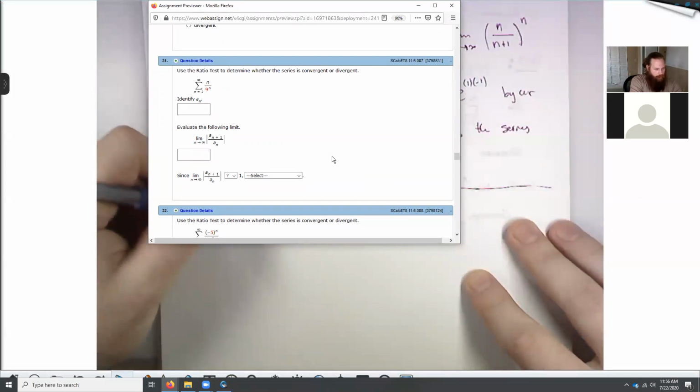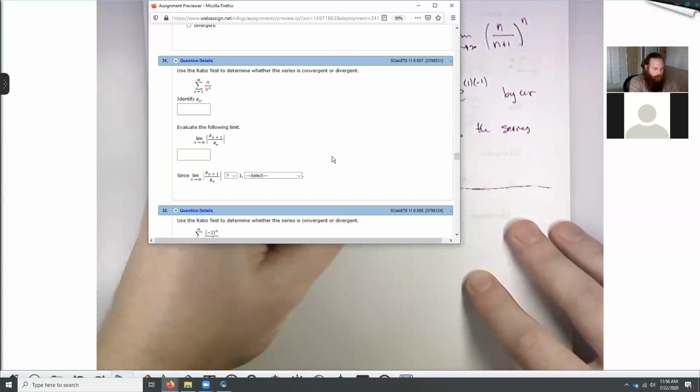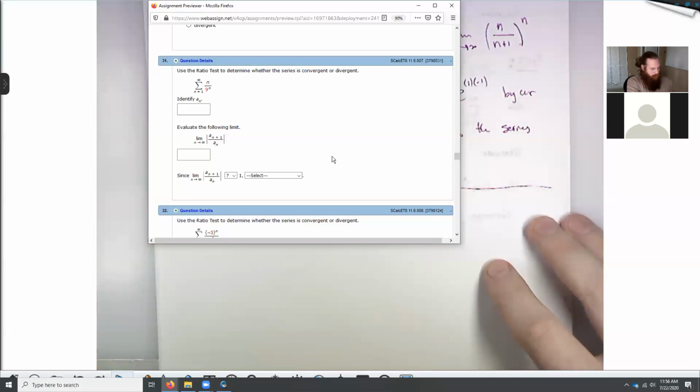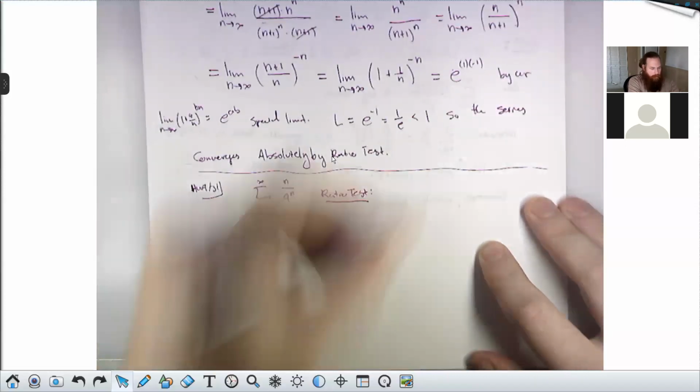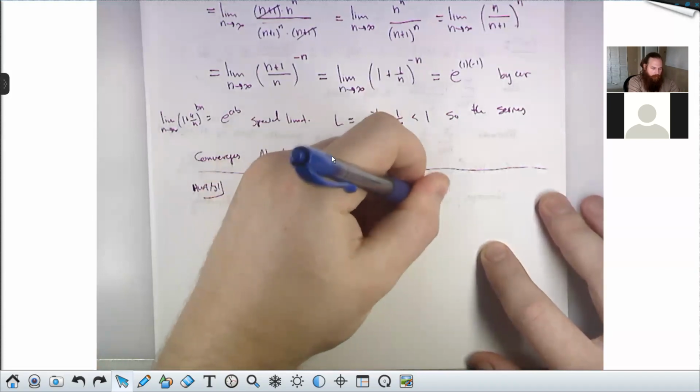So this is homework 9, 31. I'm not going to write all the words. We're summing from 1 to infinity, n over 9 to the n. And they asked us to use the ratio test. So we will. L here is always the limit as n goes to infinity.